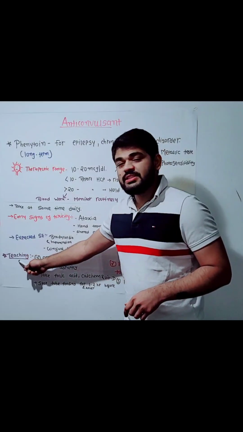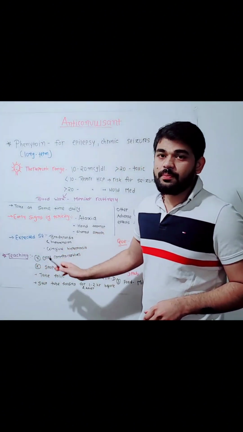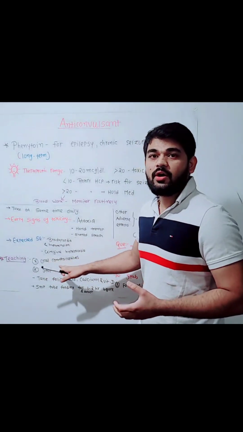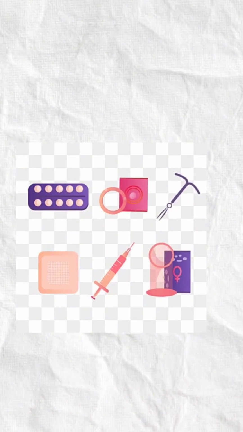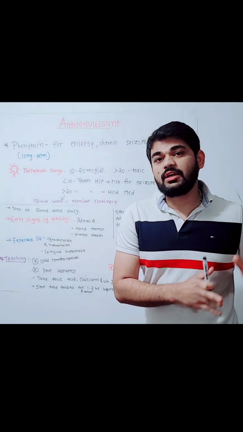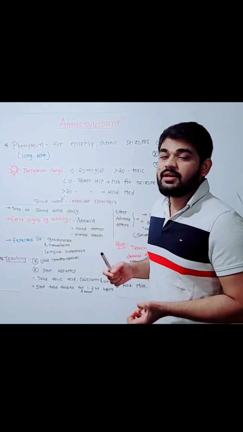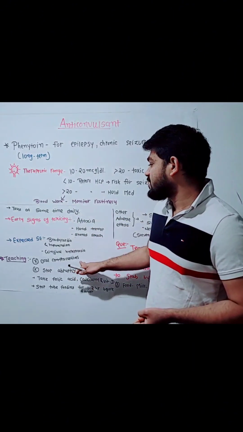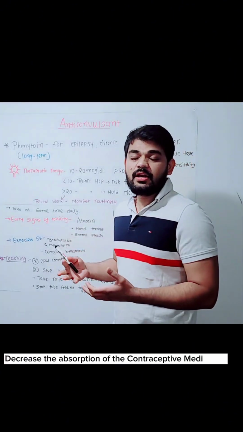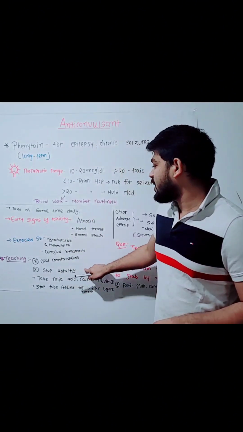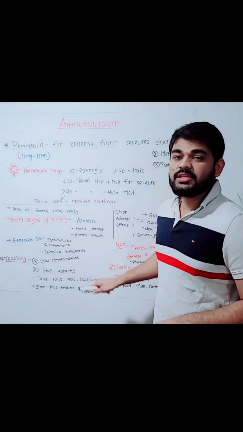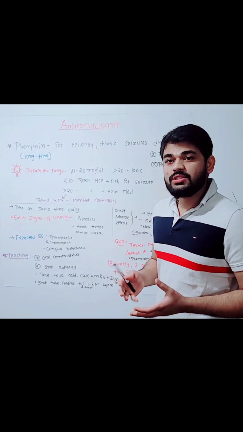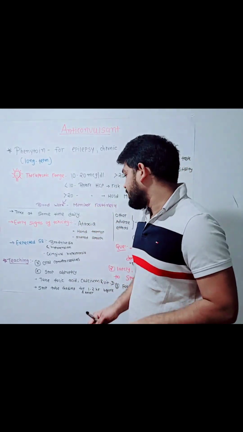So what is the teaching that you need to give your patient? If the patient is on oral contraceptive methods, then ask your client to use another contraceptive method because phenytoin decreases the absorption of the contraceptive and the patient can accidentally become pregnant. The second one is do not stop abruptly. With phenytoin medication, taper down the dose, do not stop right away.